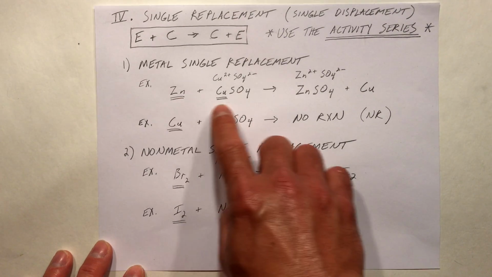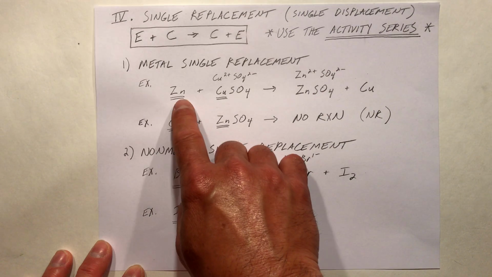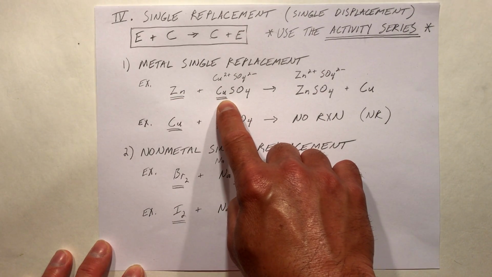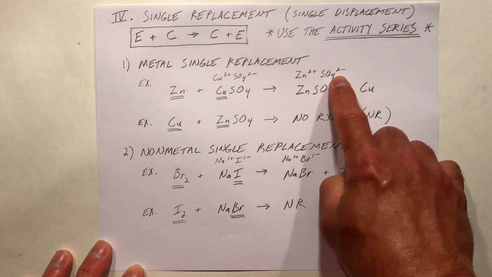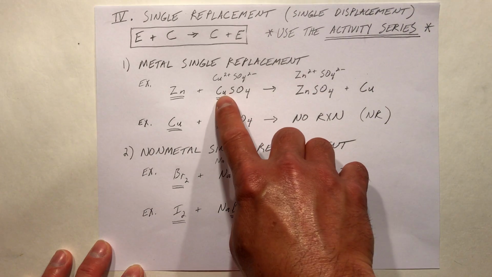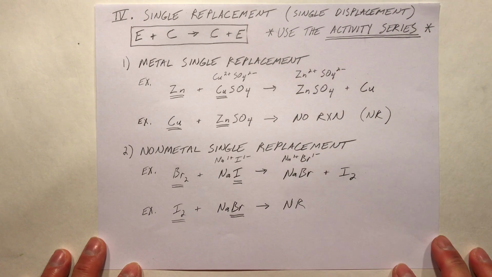So when an element is higher up than the element it is trying to replace, it will replace it. Zinc is a metal, so it's going to try to replace the metal. The first element in the compound is always the metal. When it does so, we crisscross Zn2+ and SO4 2- and get ZnSO4, and the element that gets kicked out of the compound always becomes a neutral element.